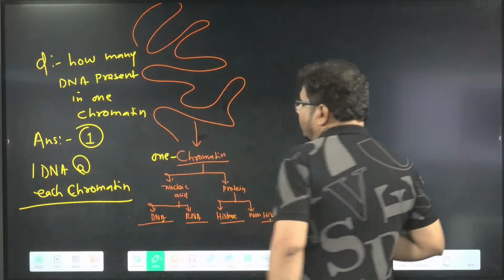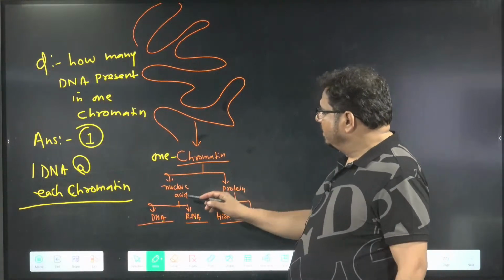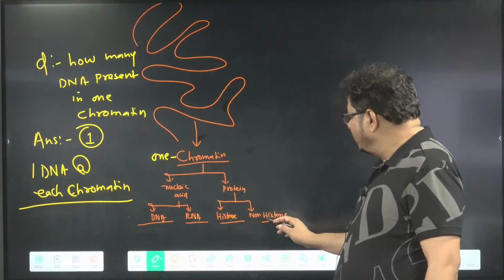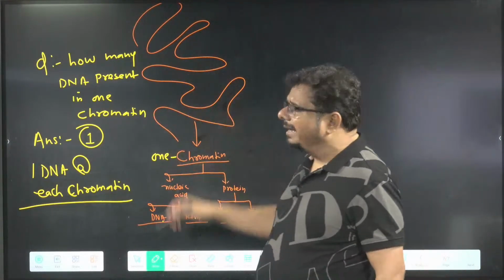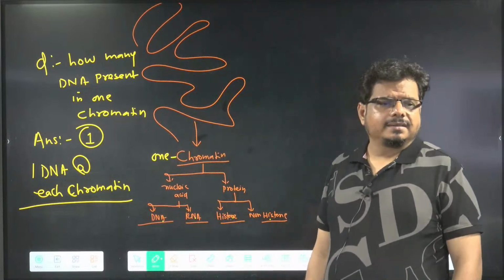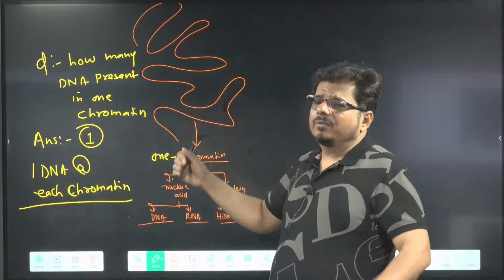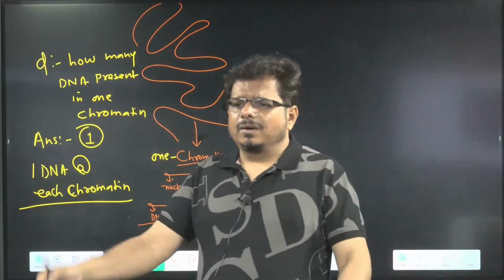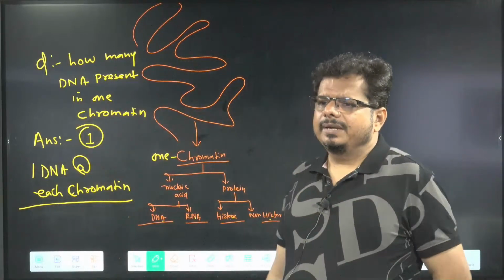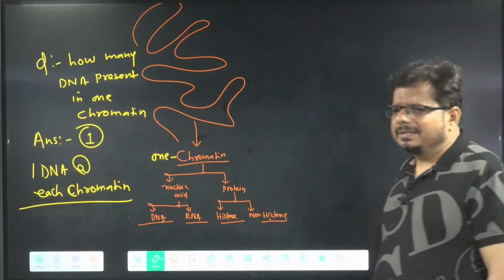So what is this? It is a chromatin. It is made up of what? DNA, RNA, histone protein, non-histone protein. How many DNA? 1 DNA. How does it look? It is an elaborate extended network of which chemical? Nucleoprotein. Picture came? Chromatin, understand?